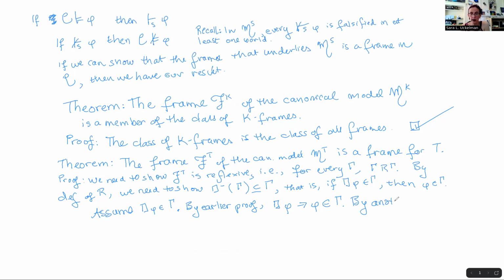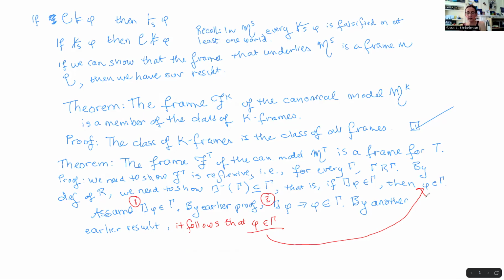And then we also had another earlier result, which showed that if you've got a conditional and its antecedent, you also have to have the consequent. Well, look at this. What have we got here? We have box phi is in gamma. We have that box phi implies phi is in gamma. So it follows from these two and the earlier general results that phi is in gamma. And that's exactly what we needed.